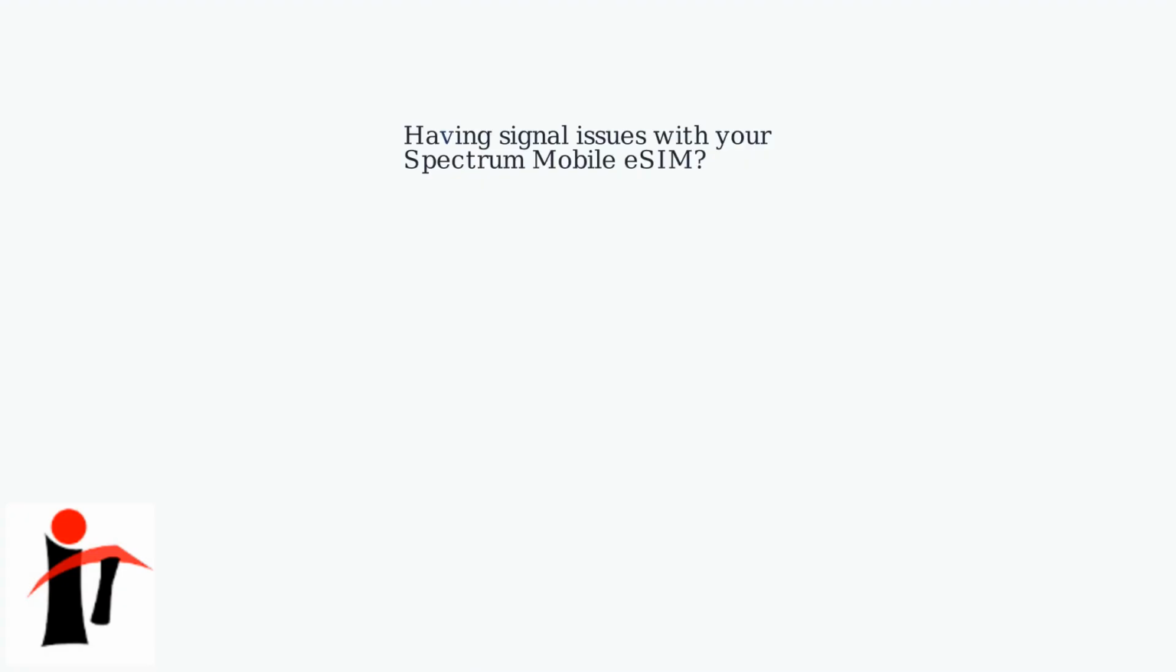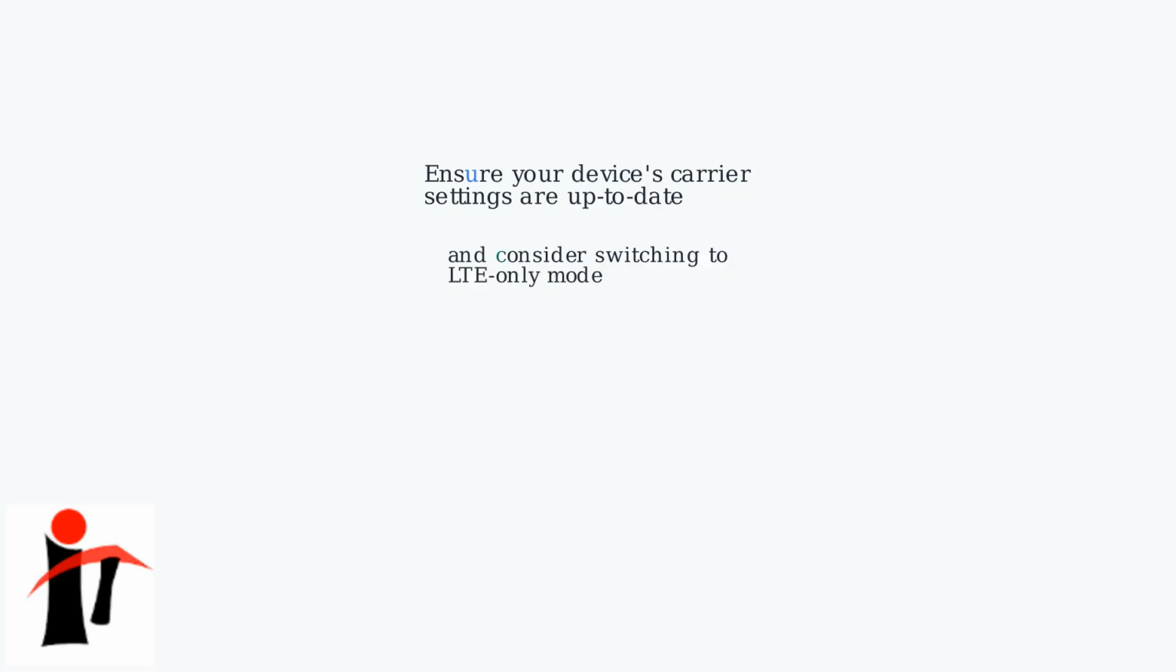Having signal issues with your Spectrum Mobile eSIM? First, toggle airplane mode to refresh your connection. Ensure your device's carrier settings are up to date and consider switching to LTE-only mode in network settings.